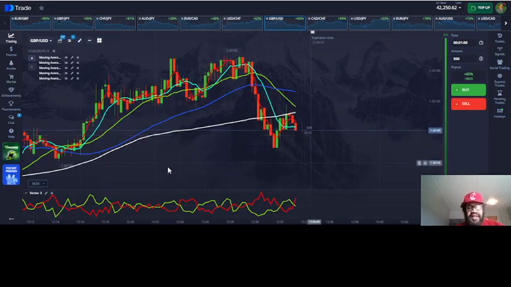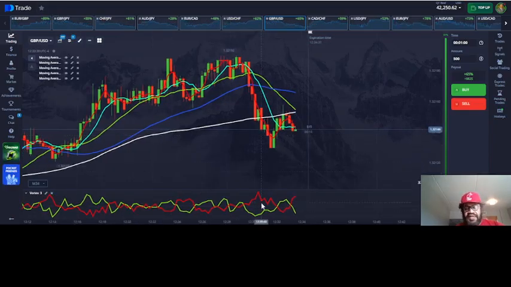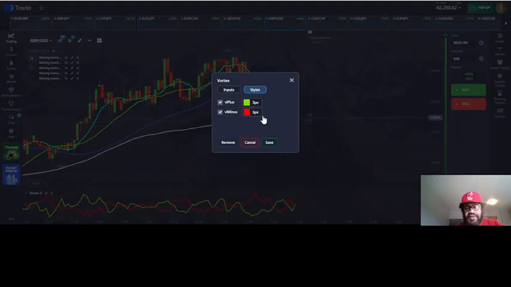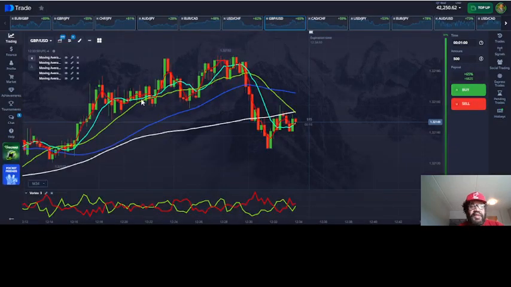In addition to that, I'm going to be utilizing the Vortex indicator here. And for the period, I've set the period to 3. And in the style settings, I've also increased the line width of the green VI line and the minus VI line to 3 pixels each, green and red. So we can go ahead and save that.